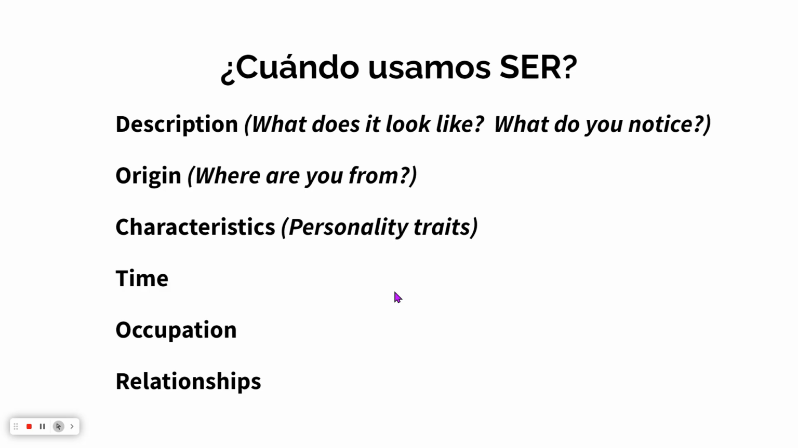Okay. Origin, so where are you from? For example, I would say yo soy de Chicago. Characteristics are what I would describe as more personality traits. Time, so the hour, the minute, the date, the year. Occupation, so that's someone's job or profession. And then relationships, which is kind of interesting because some relationships, of course, can be temporary, but we still do use ser to describe relationships.